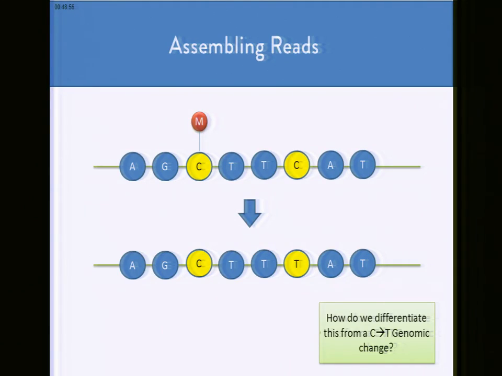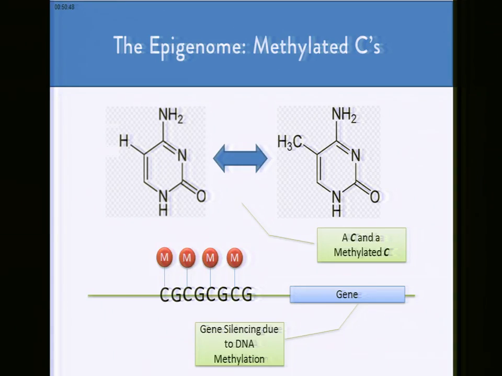Now, when you try to do sequencing, how do you generate data that will tell us which Cs are methylated and which are not? We know how to sequence the genome, the underlying Cs, Gs, and Ts. But there's a methyl group sitting on top. That's why we call it the epigenome. When I sequence this, I'll still get a C here. How do I figure out that the C is methylated?